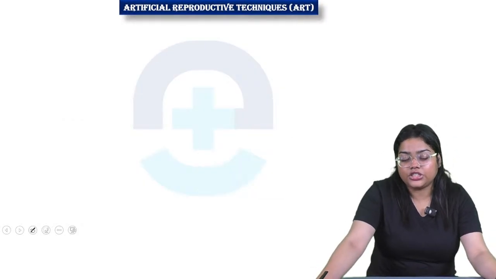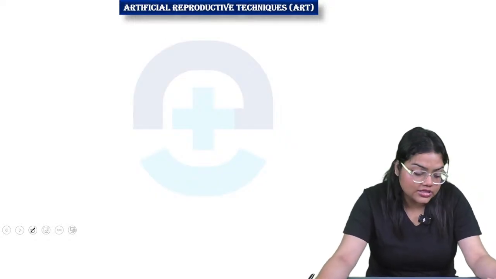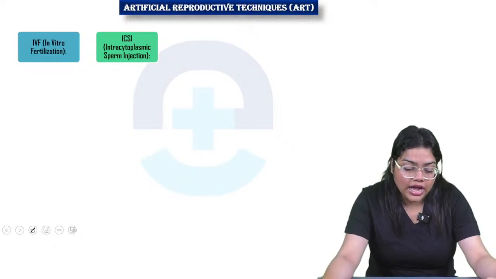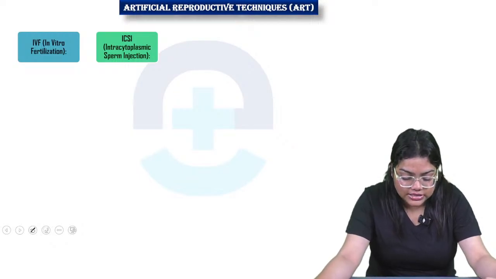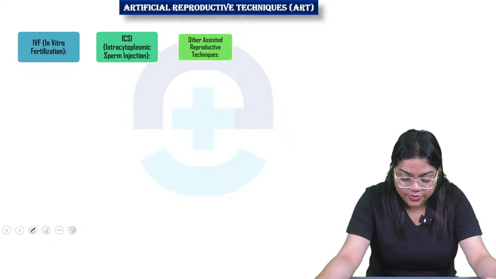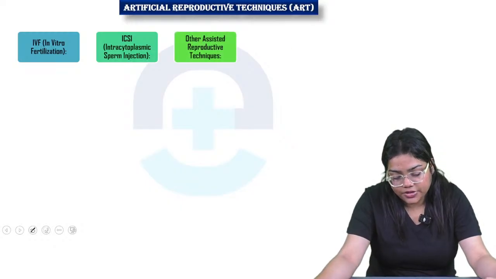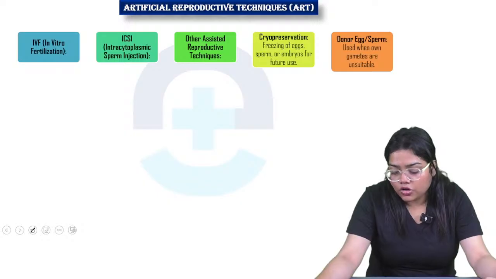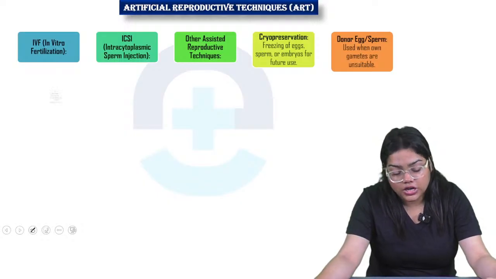Next is assisted reproductive techniques. This has become very common nowadays. So we have IVF, in vitro fertilization, ICSI, which is intracytoplasmic sperm injection, other assistive reproductive techniques, and cryopreservation. Also we have donor egg or donor sperm.